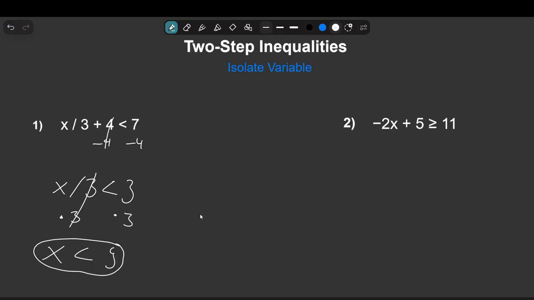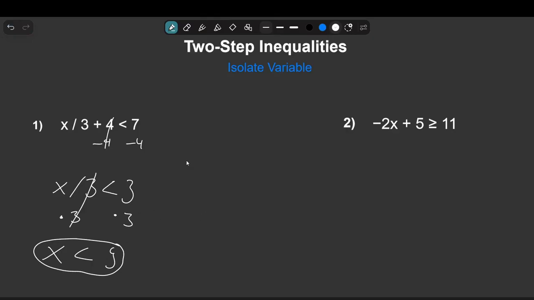But of course, we're gonna check if our answer is correct. So we're gonna do two checks. We're gonna do one check with 8 and one check with 9. So let's start with 8. And keep in mind, our value of our variable has to be lower than 9 to make this inequality work and be correct.